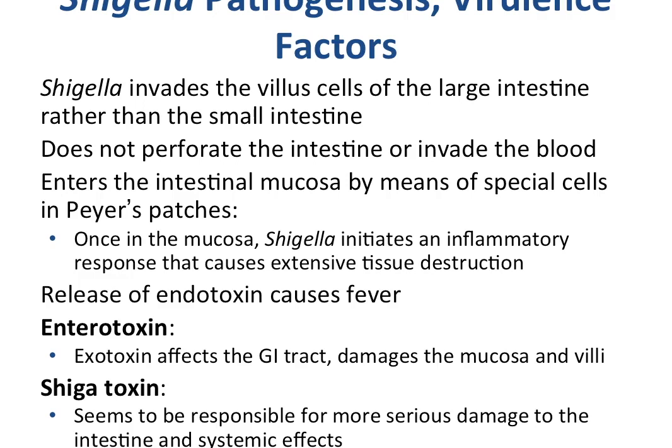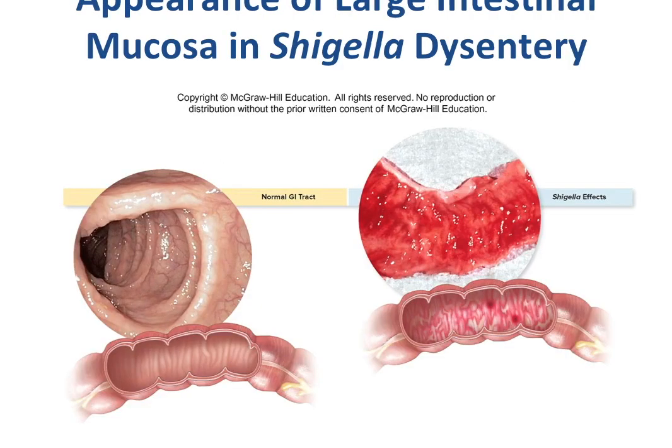Shigella releases endotoxin, which causes fever. It also releases enterotoxin. Exotoxin can damage the mucosa and the villi, okay, causing diarrhea. Shiga toxin is responsible for damaging the intestine and causing systemic infection.